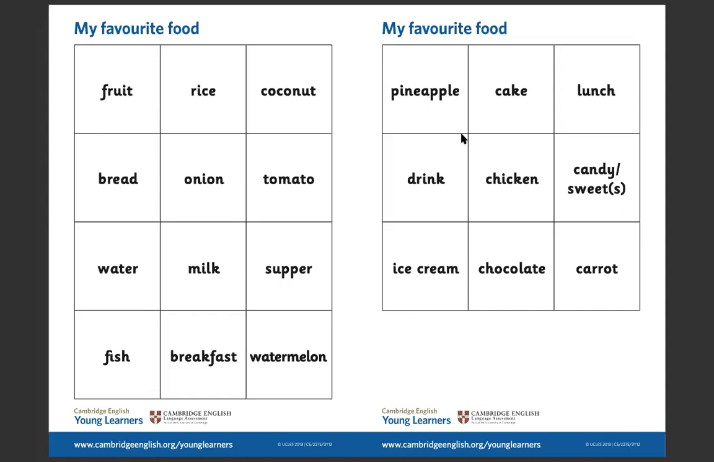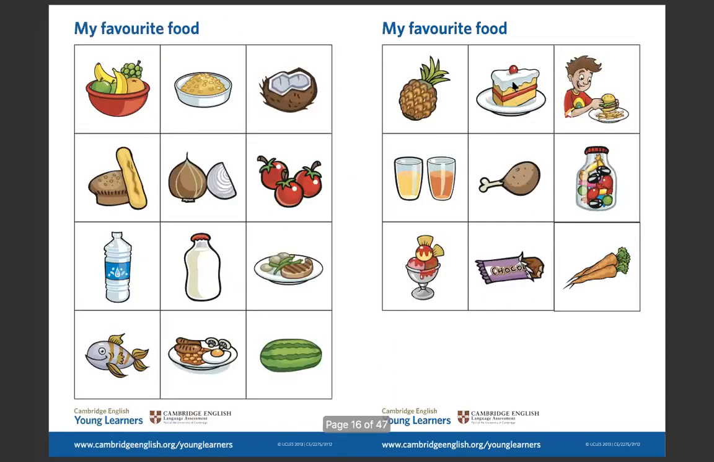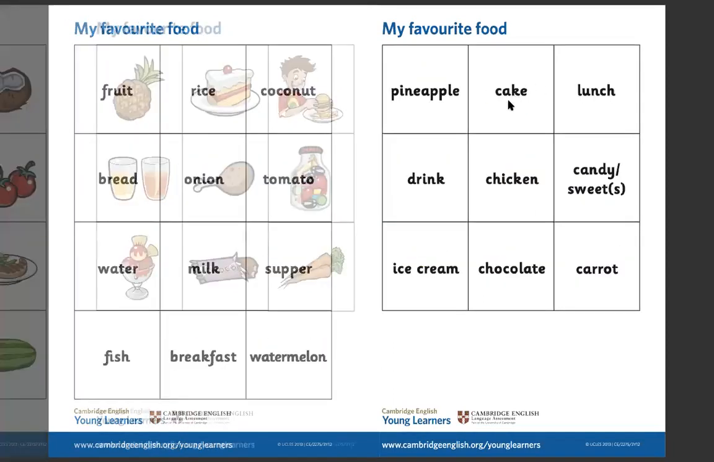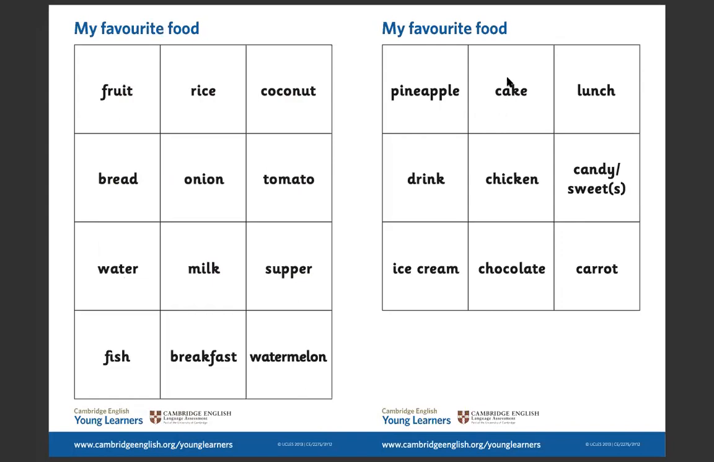Next one, cake. Cake is something we eat, a kind of sweet. C-A-K-E, cake. Now write the word cake.